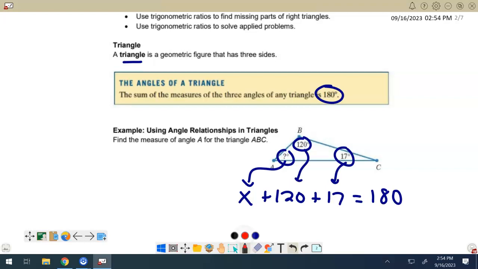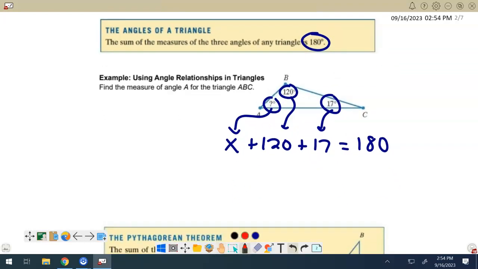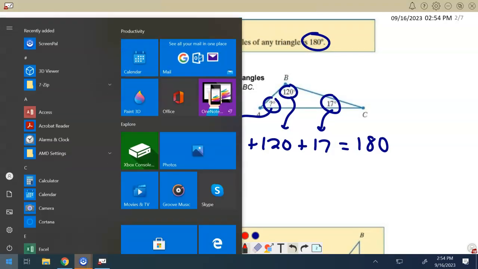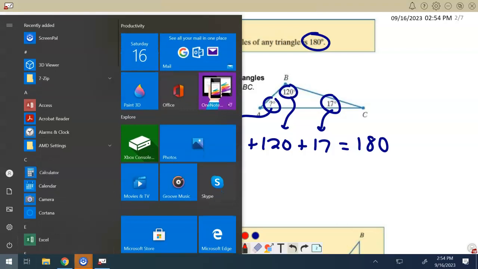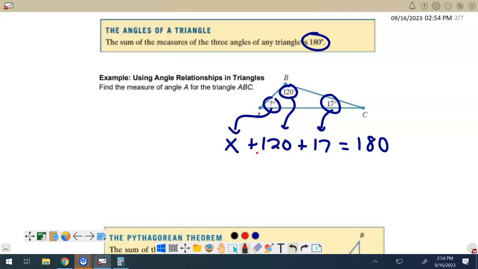So that's what we're going to do here. Let me create some more room. I meant to have the calculator up and running, so let me go ahead and get the calculator. All right, so we're going to take 120 plus 17. It's going to give me 137, so we'll combine these together.